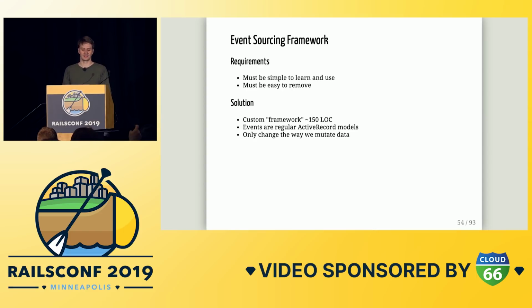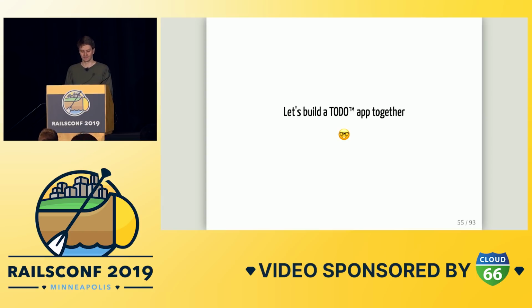The solution in the end is just a custom framework that's only like 150 lines of code and relies a lot on Active Record and Active Record callbacks. And basically events are regular Active Record models. And once again, we've only changed the way that we mutate data. We didn't change the way we structure data or the way that we read data from the database. With that in mind, let's build a to-do app together.